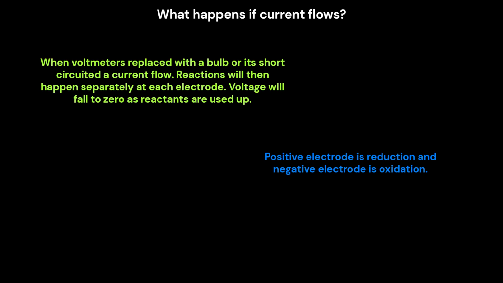What happens if current flows? When the voltmeter is replaced with a bulb or it's short-circuited, a current flows. Reactions will then happen separately at each electrode. The voltage will fall to 0 as reactants are used up. The positive electrode is reduction and the negative electrode is oxidation.